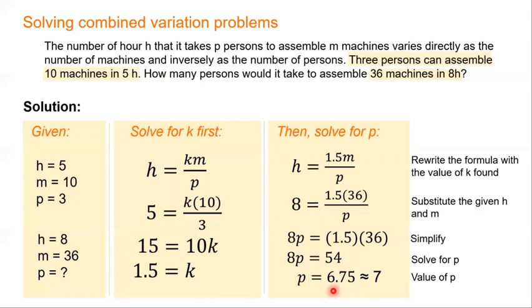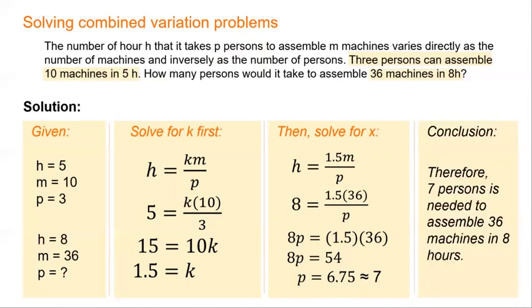So, dahil P ang pinag-uusapan natin dito. Ano ba yung P? Person. Okay? Wala namang person na 0.75. Kaya, i-round off natin ito to the nearest whole number. So, that is equal to 7. Kaya naman, kailangan ang 7 persons or 7 tao para ma-assemble ang 36 machines sa loob ng 8 oras.